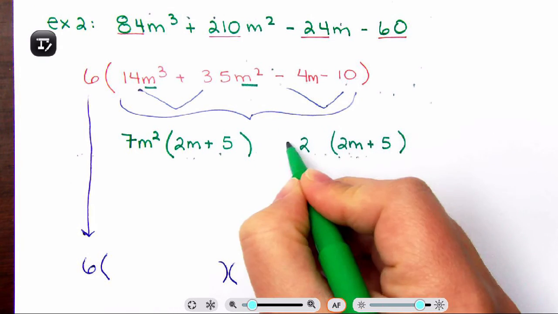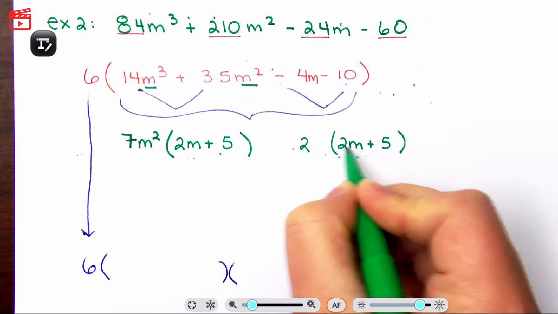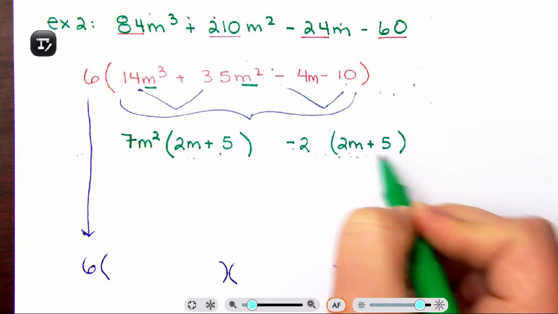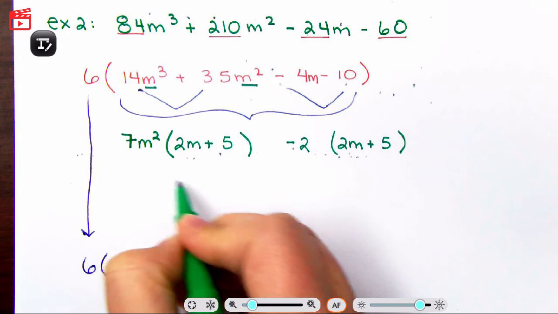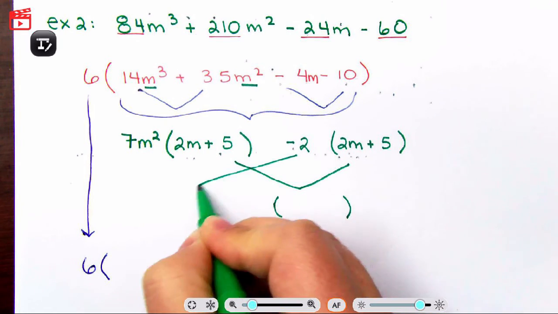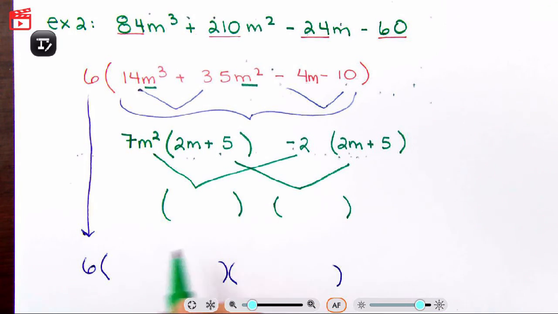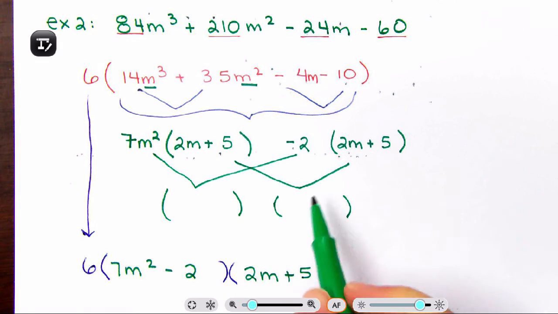But I have a negative, so I need to pull out... do I need to pull out a negative? I do need to pull out a negative. And then I have 2 times 5, which is 10, but I have a negative, so there you go. So now, again, these two bubbles are grouped one time, and then these two are grouped. So what I have is 7m squared minus 2, and then I have 2m plus 5 as my answer.